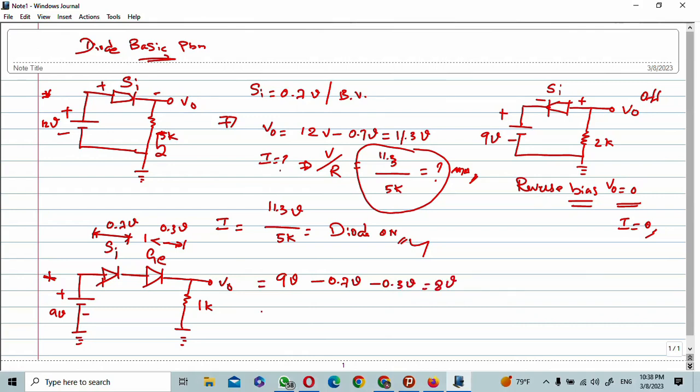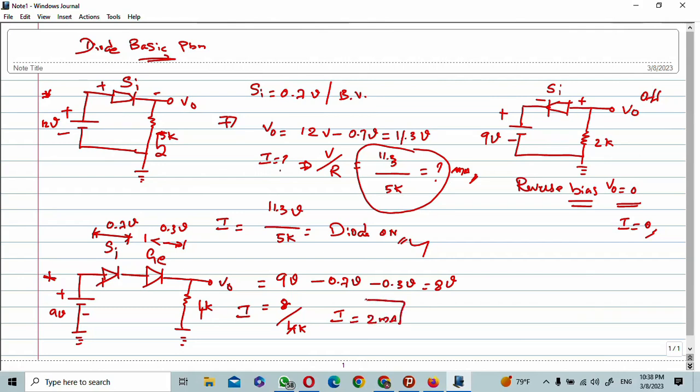Finally, we got 8 volt. That means I equal to 8 volt over 4k. So this is the input, 4k. So 8 volt over 4k. Finally, how much are we going to get? It is easy to solve. I equal to 2 milliampere.